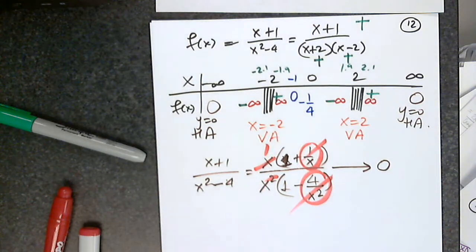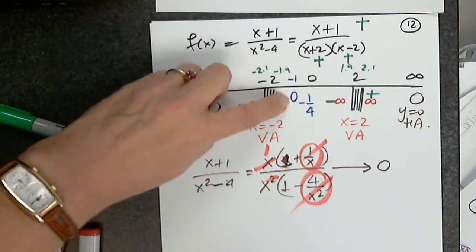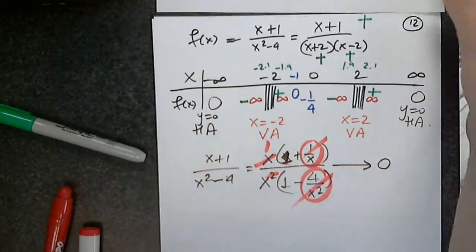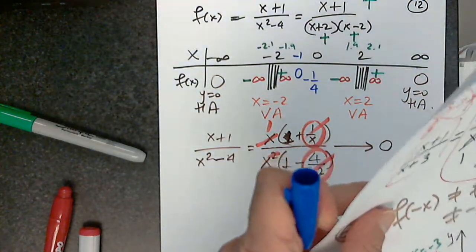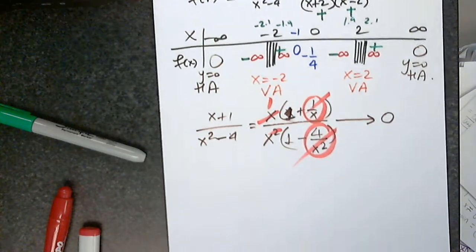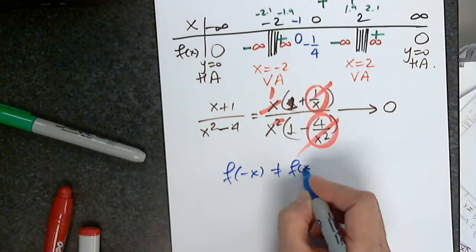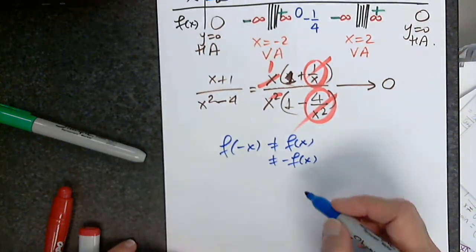Is this function symmetric? It could be, because it has vertical asymptotes at negative 2 and 2, but it crosses at negative 1, 0, and it cannot be. Oops, I'm messing this up. Okay, not symmetric. But I have to write this. Does not equal f of x, does not equal negative f of x. So I'm giving it a shot.